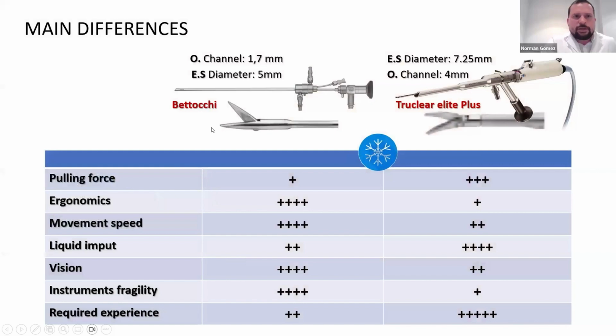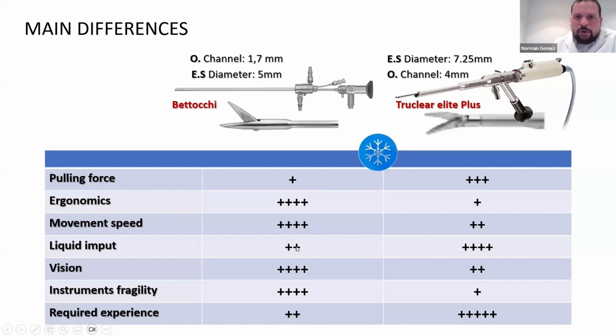So I can share some points and differences between the 2 main instruments I normally use. This is the Bettocchi system. This is the operating channel. It's a thinner operating channel, so in general this instrument is more fragile, but it's easier to move inside the uterine cavity. It's very easy to move. The ergonomics is better for sure, and the rotation of the hysteroscope and the vision, I think, are better.